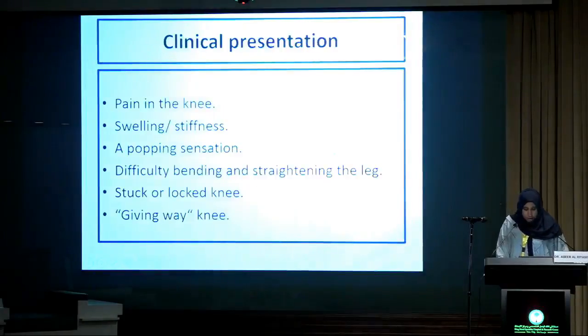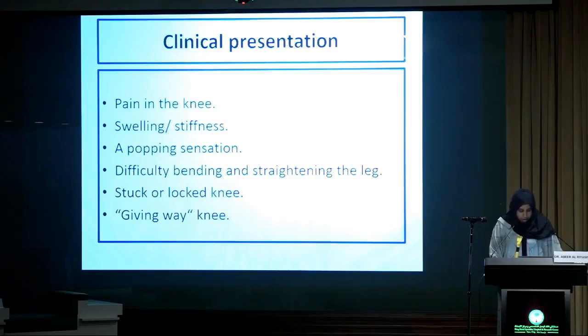However, seeing the sagittal and axial, you see this is the normal synovial recess fluid. So how do they present? They can present with pain, swelling, non-specific stiffness, popping sensation. The most common presentation is a locked knee, a stuck knee in case of a displaced fragment, giving way of the knee, and difficulty in bending and straightening the leg.